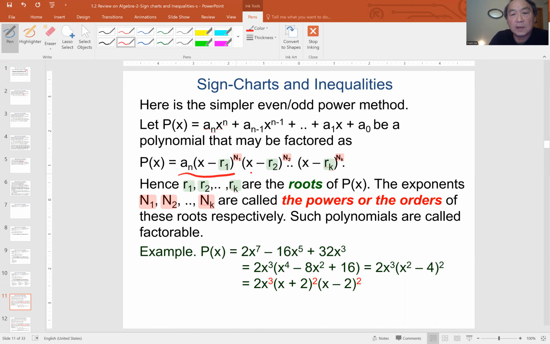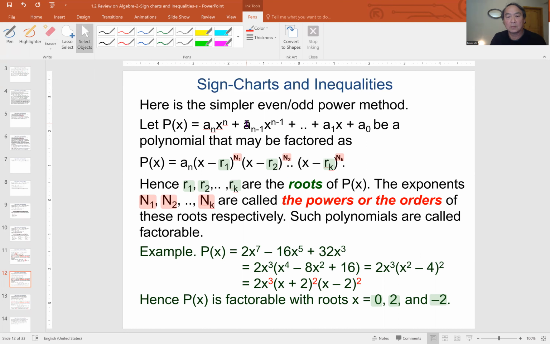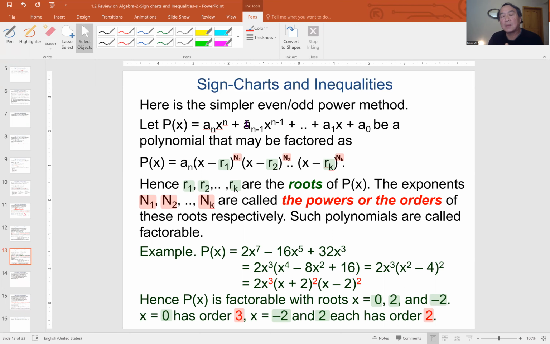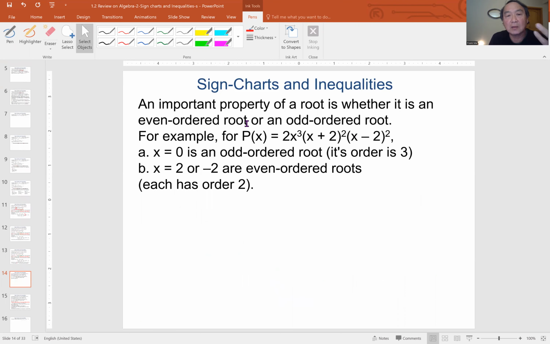And so we have formulas that can be factored like this one. Now I can read out what the roots are, and each root comes with a power, which we call its order. The roots in this one are 0, 2, and minus 2, and these are the powers. What's important about the power is whether it's odd or even. In this case, 0 came from x, so it has an odd power, or is an odd order root.